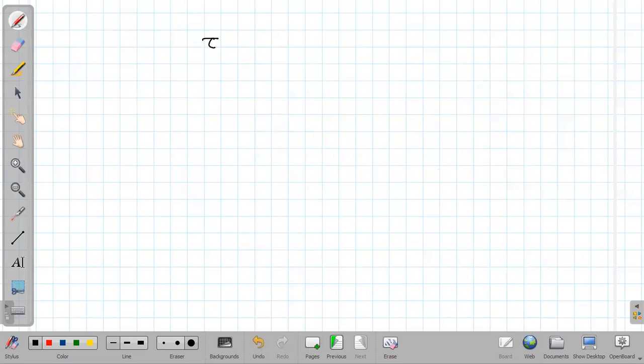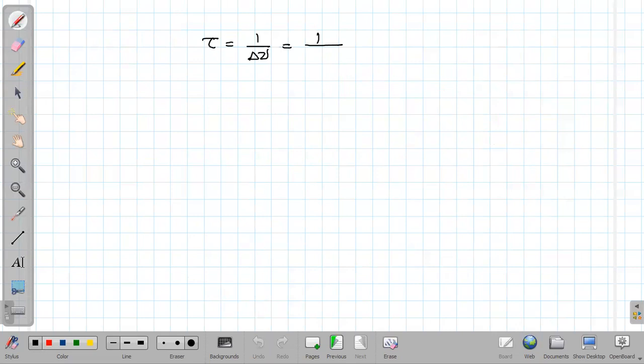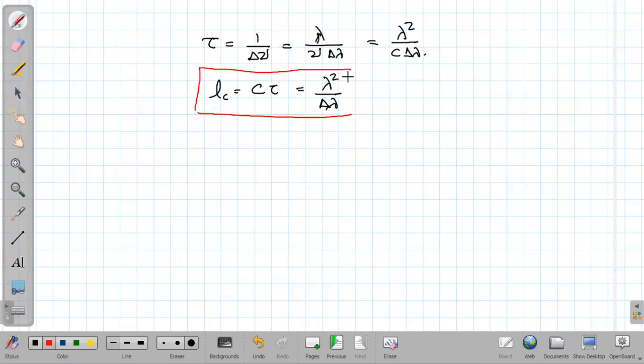So tau, which is 1 by delta nu, is equal to 1 by nu delta lambda times lambda. Now what is nu? Nu is c by lambda. So it is equal to lambda square by c into delta lambda. Now we can calculate the coherence length. The coherence length is c into tau, so that would be equal to lambda square by delta lambda. So the coherence length we can measure from this particular expression.